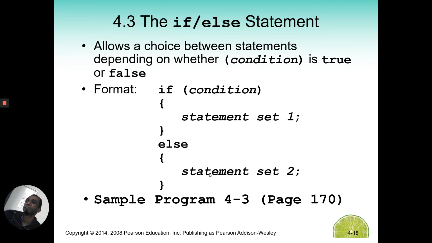The if-else statement allows a choice between statements depending on whether the condition is true or false. The format is if condition, then statement 1, else the next statement, and so forth. We have an example on page 170. So the example we have seen earlier, if it rains outside, then it was what?